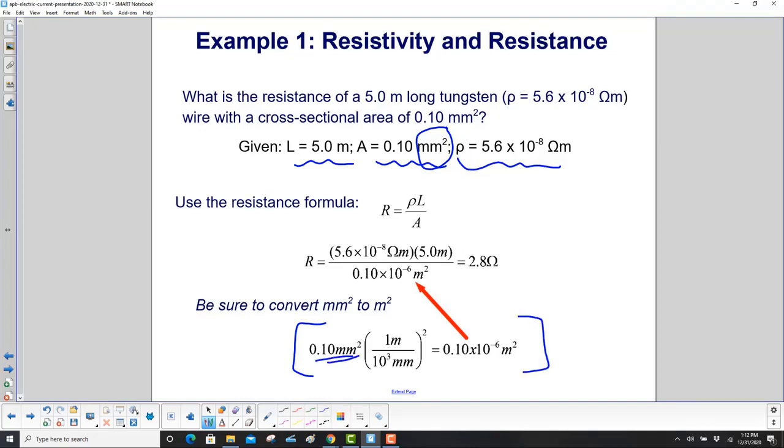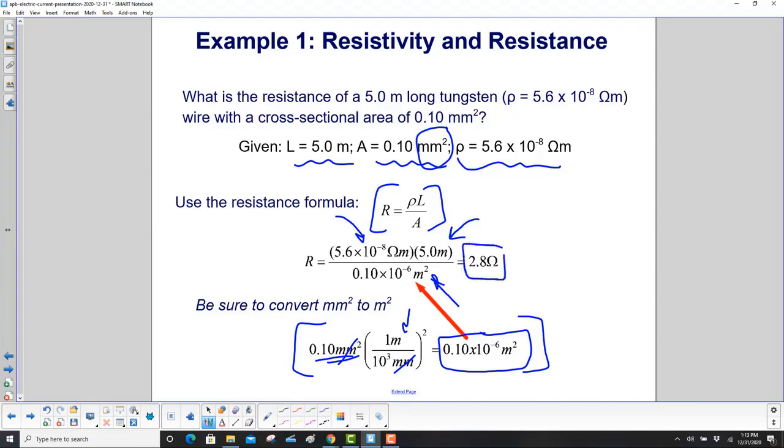Down at the bottom, we start with 0.10 square millimeters. Then we use a conversion. We know that 1 meter is 10 to the third millimeters. So if we square that, we will have a square millimeter in the denominator, which will cancel out here, and we'll be left with square meters. So this is what we'll use in our formula. The resistance formula, rho L over A. Here's our resistivity, here's our length, and here's our newly converted cross-sectional area, and we get 2.8 ohms.